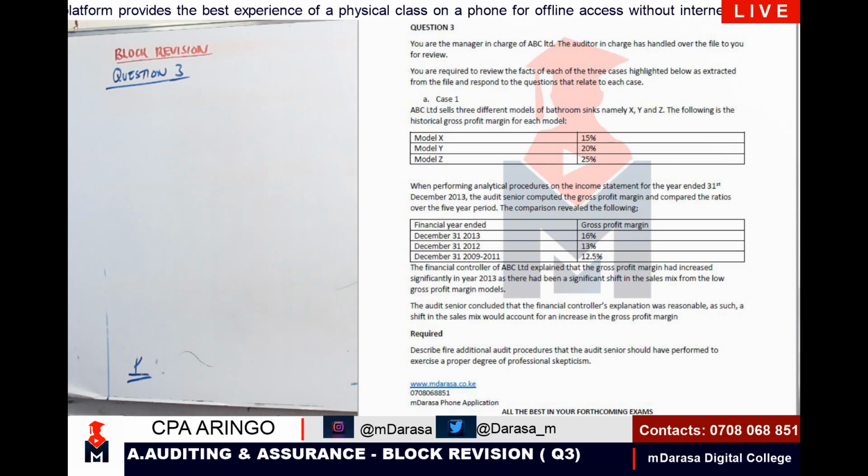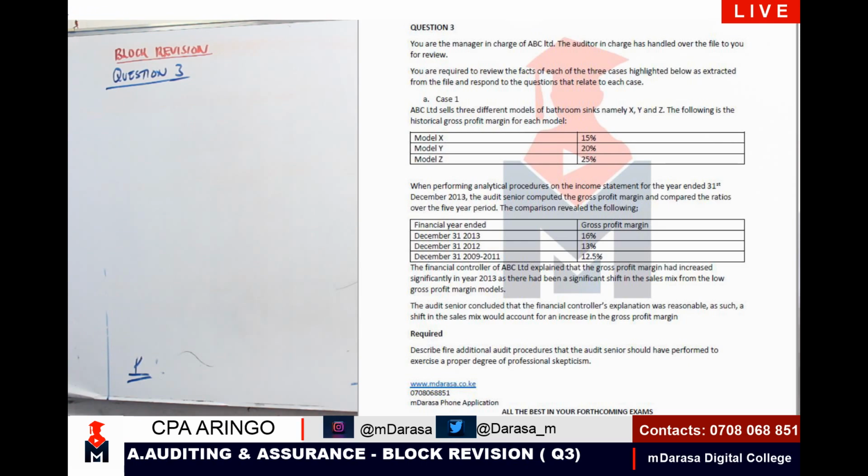The financial controller of ABC Limited explained that the gross profit margin had increased significantly in 2013, as there had been a significant shift in the sales mix from the low gross profit margin models. We can clearly see that in 2013 our gross profit margin hit 16%, from 13% in the previous year, 2012. So the audit senior concluded that the financial controller's explanation was reasonable, as a shift in the sales mix will account for an increase in the gross profit margin.